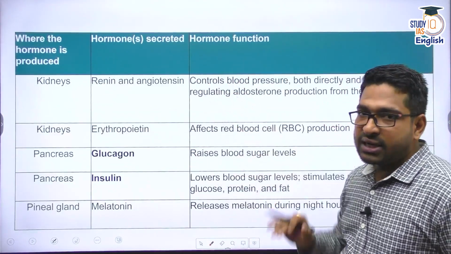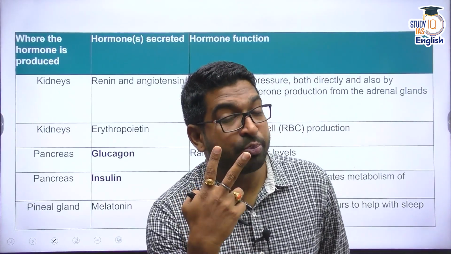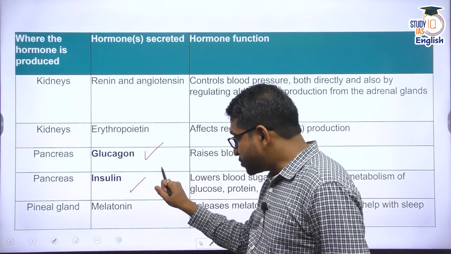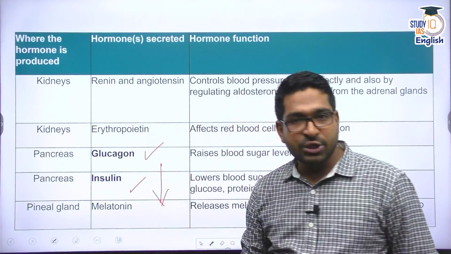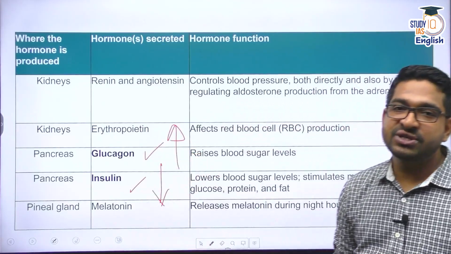Kidneys and pancreas also release important hormones. Please remember, the pancreas releases two important hormones. One is glucagon, another one is insulin. Insulin lowers the blood sugar level. Glucagon increases the blood sugar level. These are released by the pancreas.